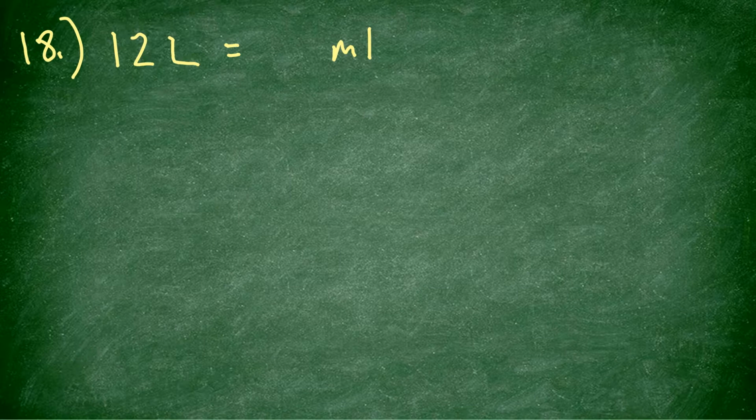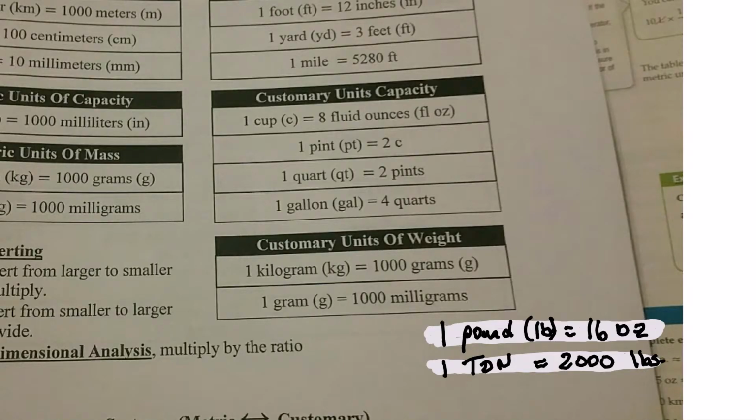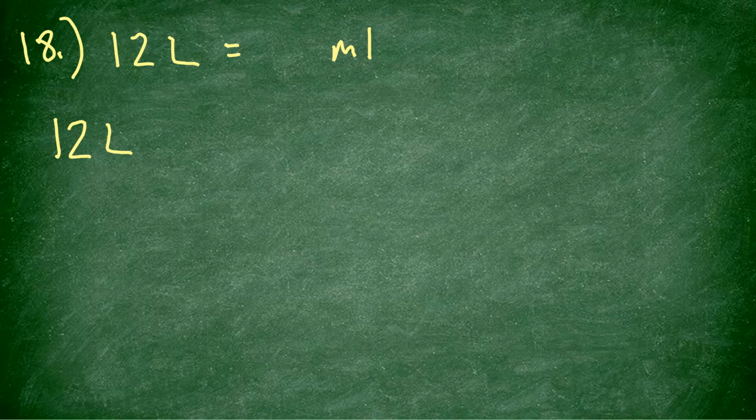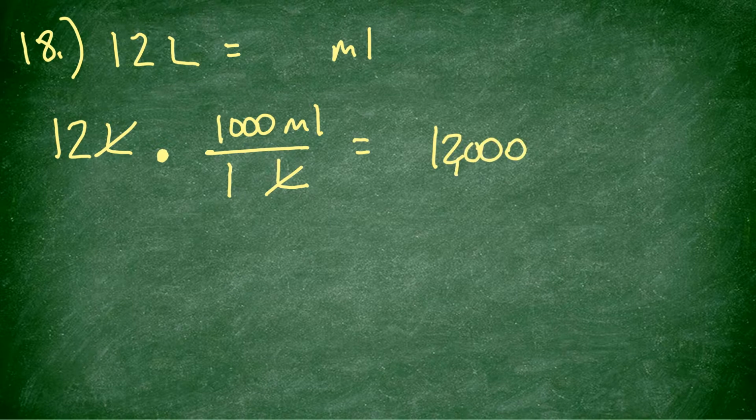Alright, 18, I have 12 liters equals how many milliliters? So I start with 12 liters. I look at the capacity portion of my chart, and I find out that 1 liter equals 1,000 milliliters. Remember, I want the liters to cancel, so it matters how I write this fraction. I have to put the liter on the bottom so these cancel. So 1 liter is 1,000 milliliters. So I end up with 12,000 milliliters is my final answer.